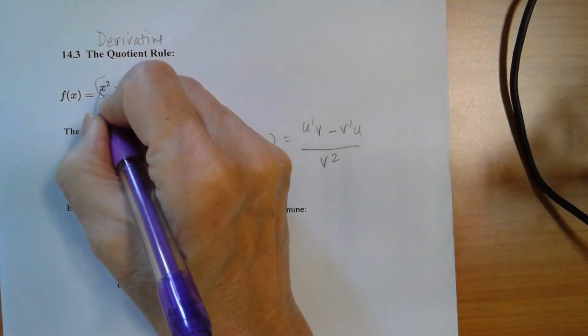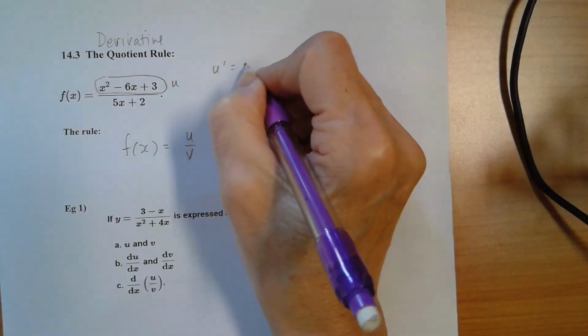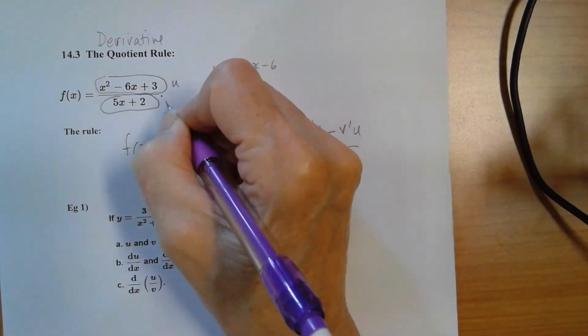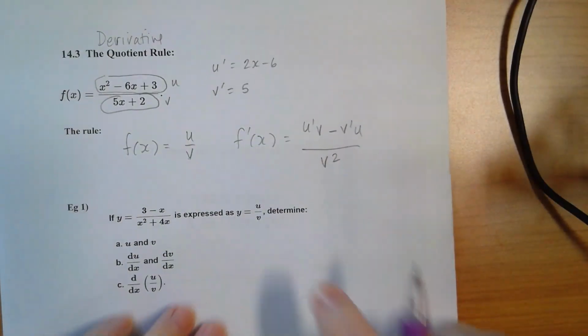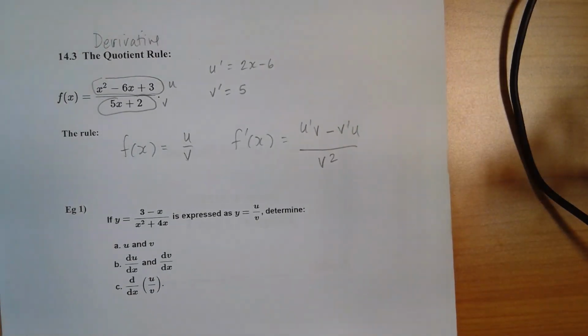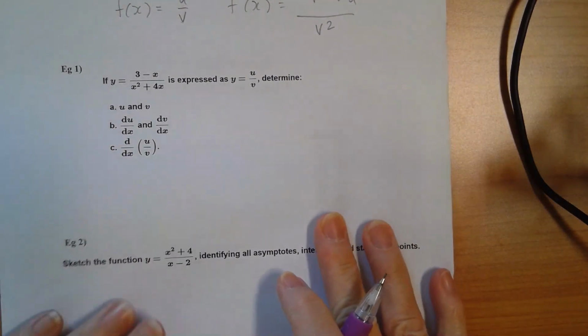So this essentially is the u component, so the u dash would be 2x minus 6. And this down here is the v component, and so the v dash would be 5. I'm not going to apply the rule right now. I'll do it for my next example down here. We're going to do a limited amount of simplifying, but I'm going to point out some things that people trip up on once in a while.